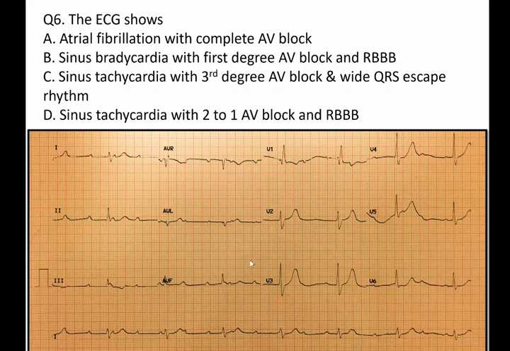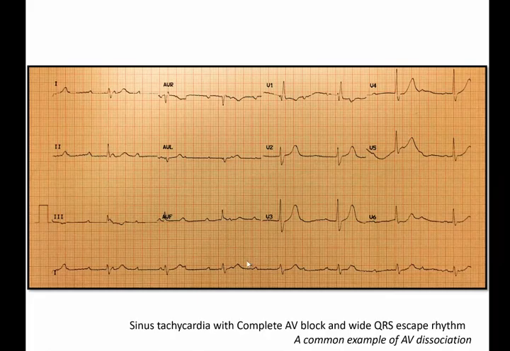And so this is an example of sinus tachycardia with third degree AV block or complete AV block with a wide QRS escape rhythm with right bundle branch block type pattern, and which is a common type of AV dissociation. This is a very common ECG that we typically see in old patients who present to you with recurrent syncope and at times may be asymptomatic also. So this is a simple sinus tachycardia with complete AV block and a very common type of AV dissociation.